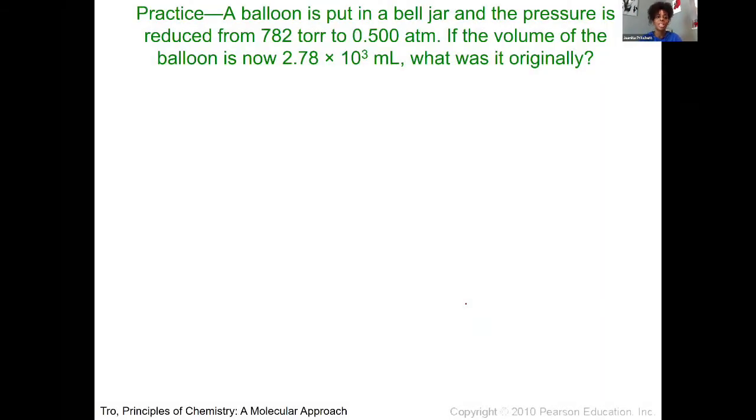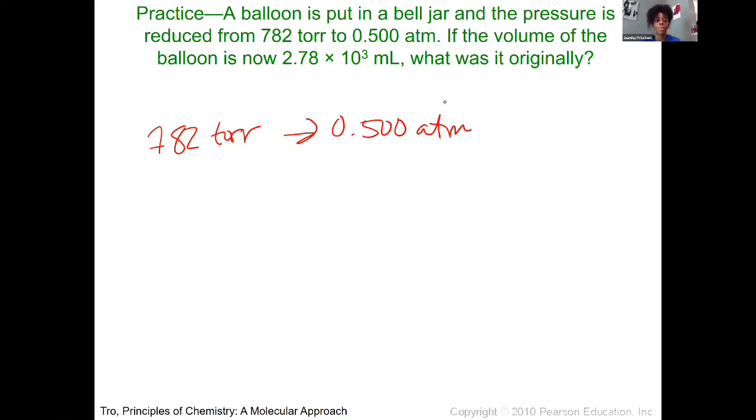Okay, so let's get into a problem. It says a balloon is placed into a bell jar and the pressure is reduced from 782 torr to, I can't see the number, 0.5 atmospheres. Sorry about that. If the volume of the balloon is now 2.78 times 10 to the third milliliters, what was it originally? So if we look at this, we are at 782 torr, and it's being reduced to, I believe I said, 0.5 atmospheres.